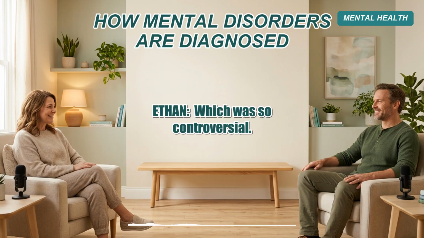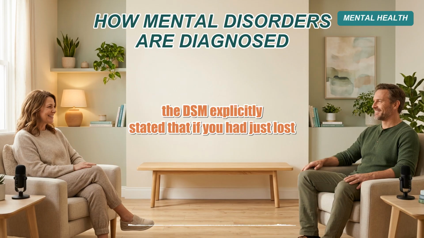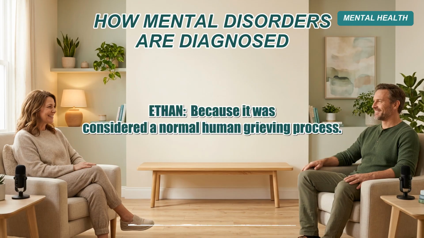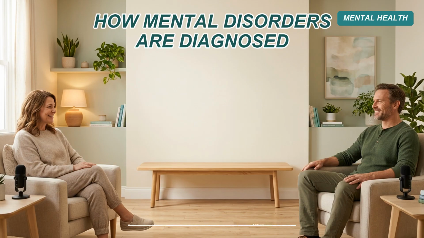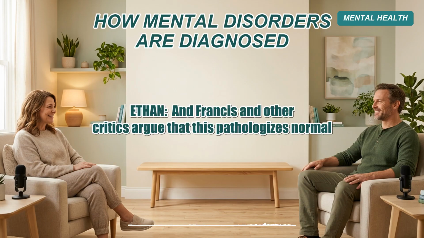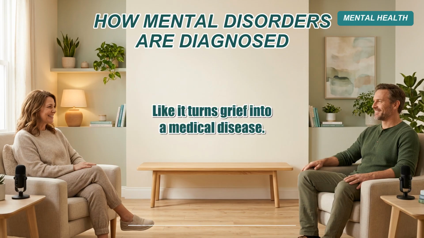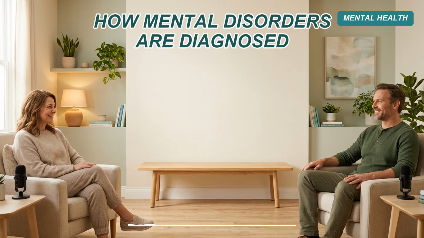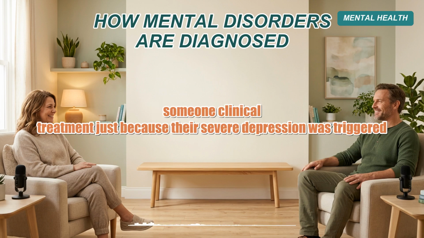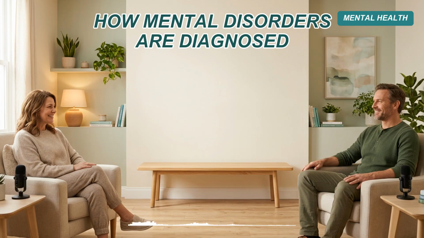Which was so controversial. Very. For decades, the DSM explicitly stated that if you had just lost a loved one, you couldn't be diagnosed with major depression for the first 2 months. Because it was considered a normal human grieving process. Exactly. But DSM-5 removed that exclusion. And Frances and other critics argued that this pathologizes normal human mourning. Like, it turns grief into a medical disease. Though, to be fair to the other side, the supporters of the change argued that you shouldn't deny someone clinical treatment just because their severe depression was triggered by a death. All right, both sides have a point there.